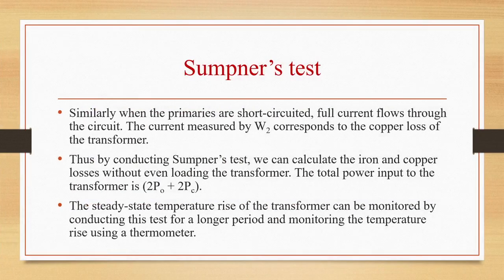Similarly, when the primaries are short circuited, full current will flow through the circuit. Power measured by wattmeter W2 corresponds to the copper loss of the transformer. So by conducting Sumpner's test, we can calculate iron losses and copper losses without even loading the transformer. So total power input to the transformer will be 2P0 plus 2Pc. Steady state temperature rise of the transformer can be monitored by conducting this test for a longer period and monitoring the temperature rise using a thermometer.